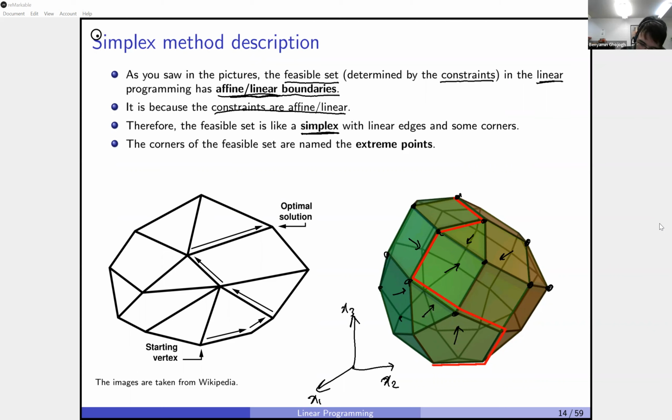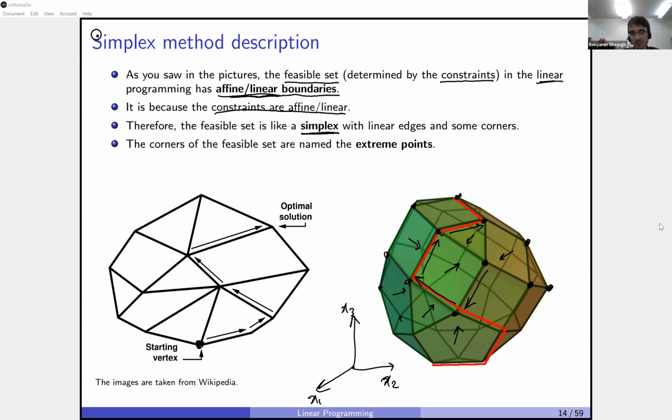So the simplex algorithm is very interesting. It says that I start from one of these extreme points, and then I move on the boundaries. For example, here, assume I start from here. I move on the boundaries from one extreme point to another. So from extreme point to extreme point, I move, and in each movement, I try to improve the cost function.